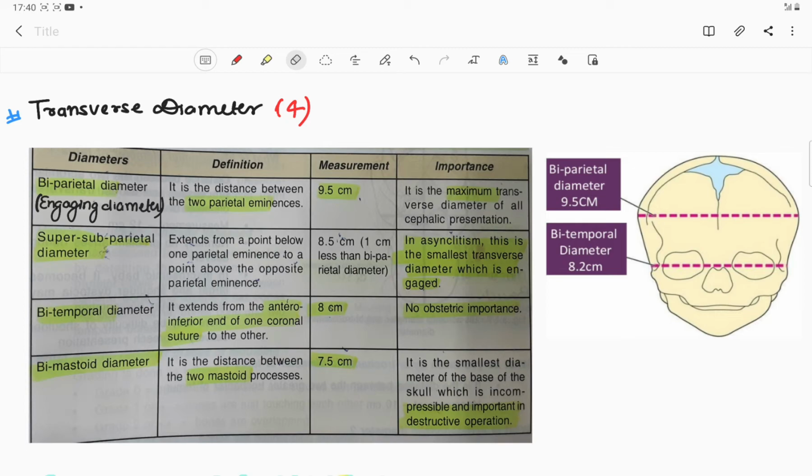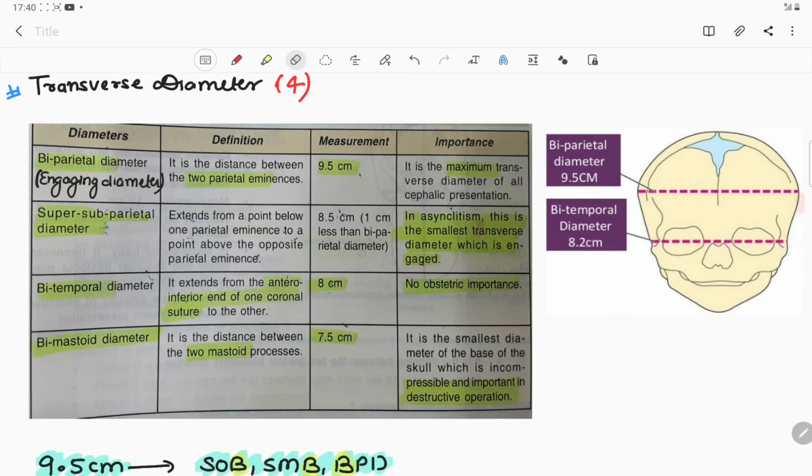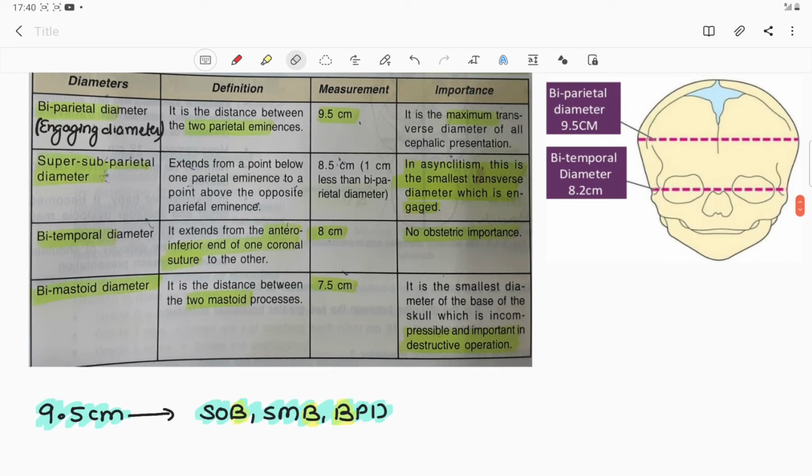Bitemporal diameter extends from the anterior inferior end of one coronal suture to the other, measuring about 8 centimeter, and is of no obstetric importance. And bimastoid diameter is the distance between the two mastoid processes. It is 7.5 centimeter, and it is the smallest diameter, which is incompressible and important in destructive operations. So if the question is asked what the diameters are which measure about 9.5 centimeters, these are suboccipitobregmatic, submentobregmatic and biparietal diameter, which have B as common.